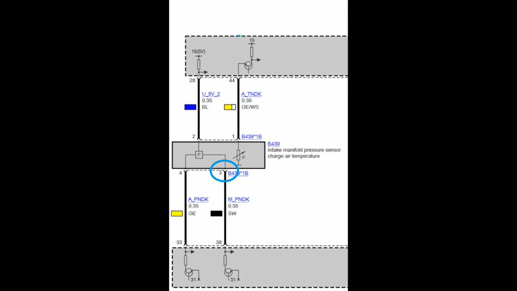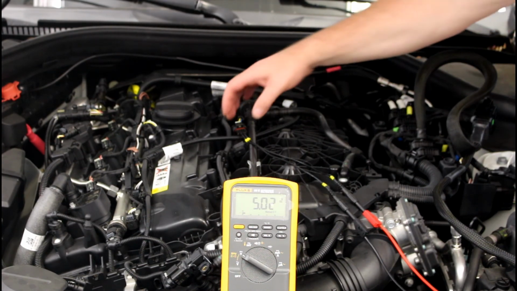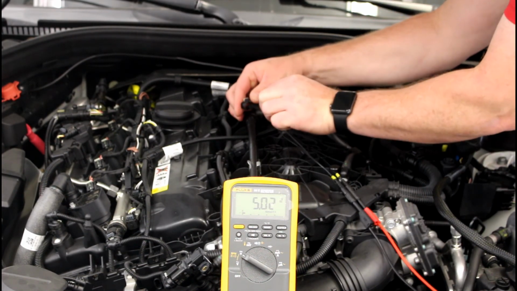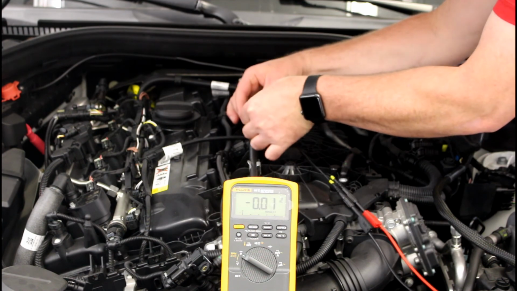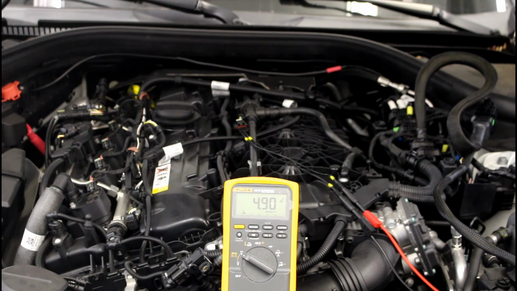Last one to check is our signal wire. I'm going to do that by simply taking the red lead out of terminal 2 of B439 and put it right into terminal 4. So if my signal wire is good, as I take it from terminal 2 and put it into terminal 4, it should read that 4.9 volts like we saw before. Sure enough, my signal wire is good. My only conclusion I can make is that my sensor is defective.